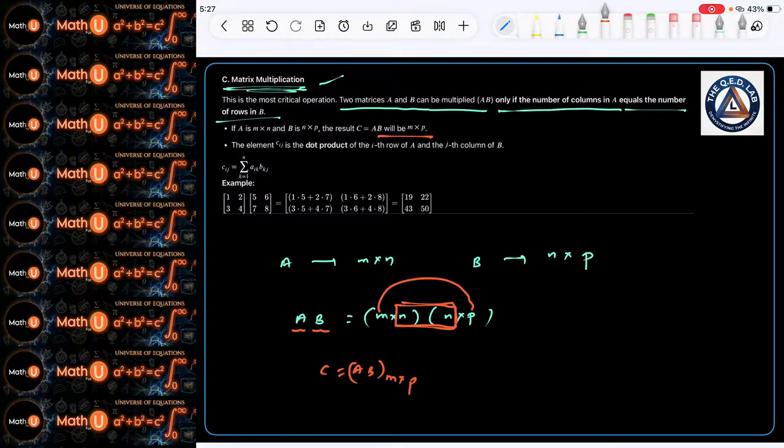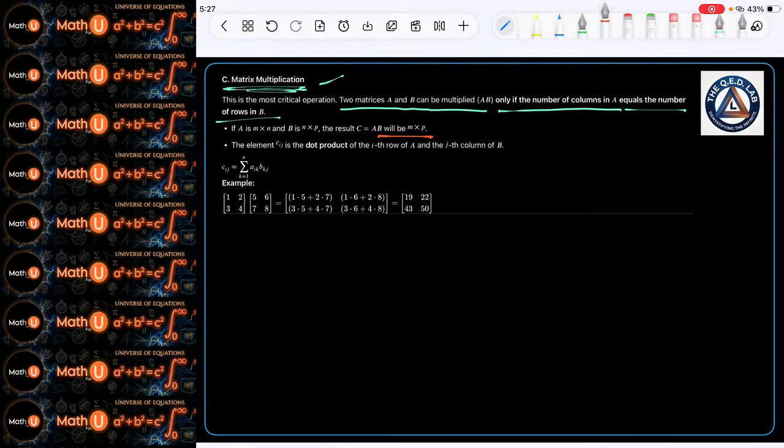Is it clear? We will consider one example. I will explain with a simple example. If I consider A matrix 1 6 3 2, and B matrix 3 1 minus 1 2. If I consider these two matrices, how to multiply them?